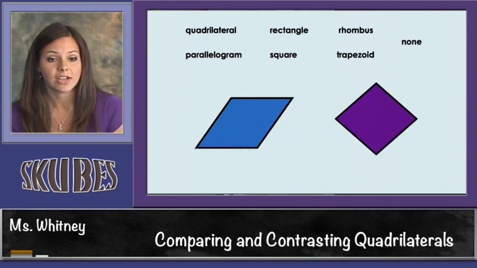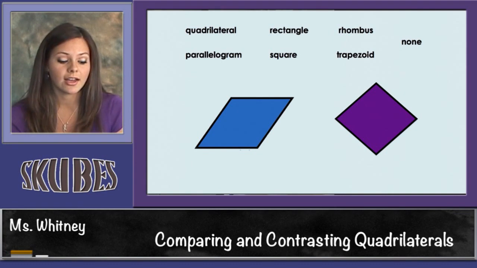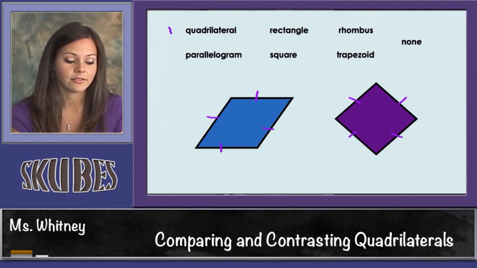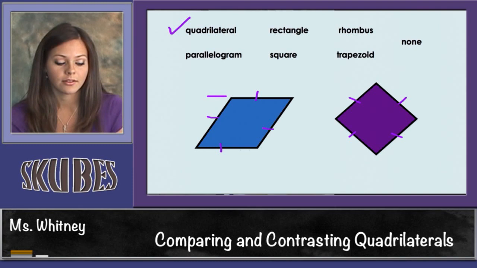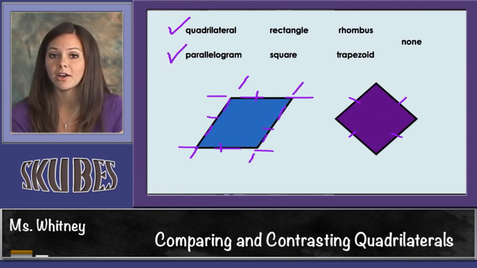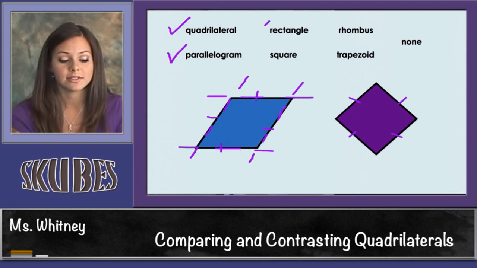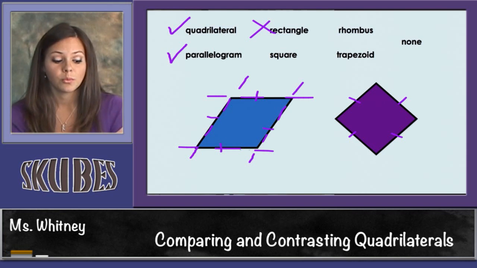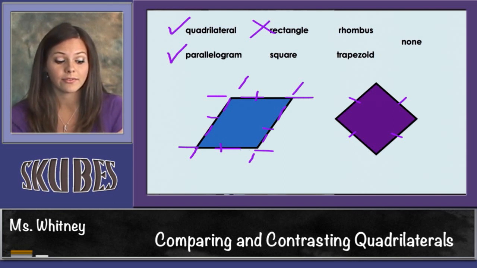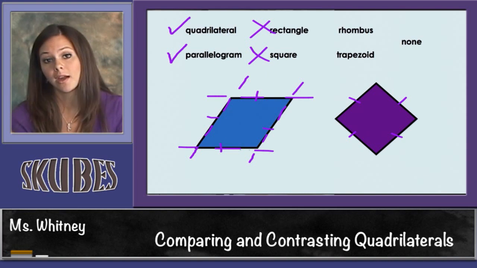And let's look at our last shapes. We see here 2 shapes that each have 4 sides. Quadrilateral. We have 2 sets of parallel sides. So we have parallelograms. We do not have 4 right angles, so it's not a rectangle. We do not have 4 right angles again, so it's not a square.